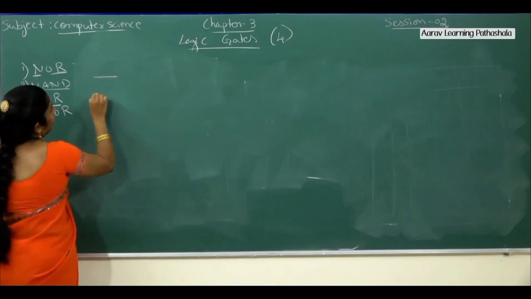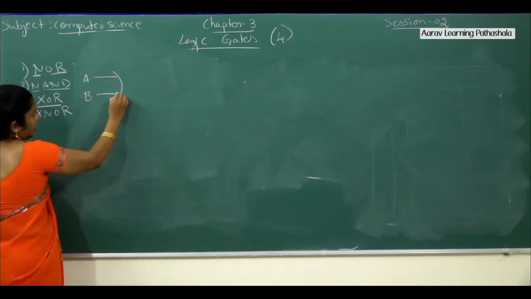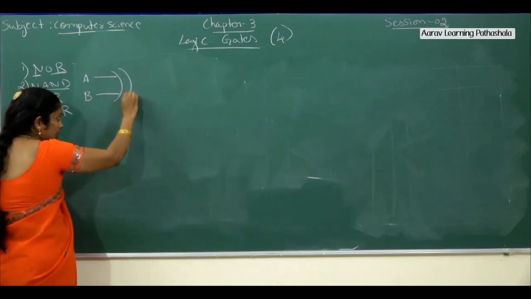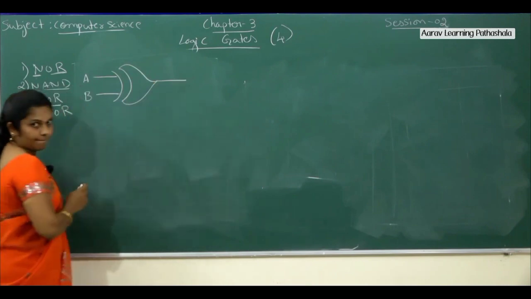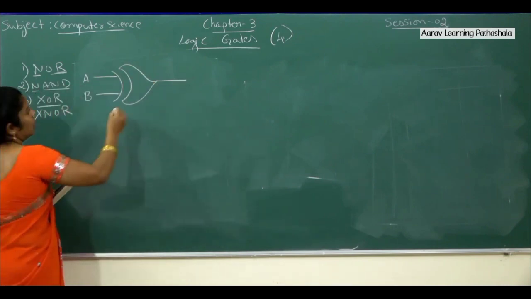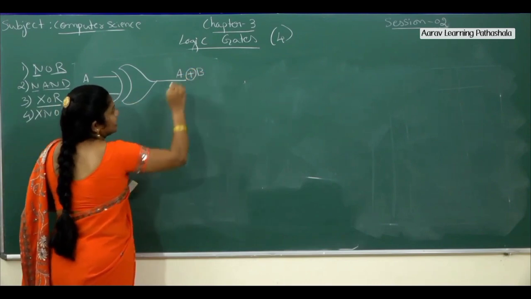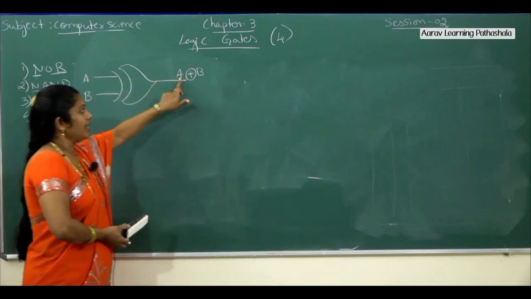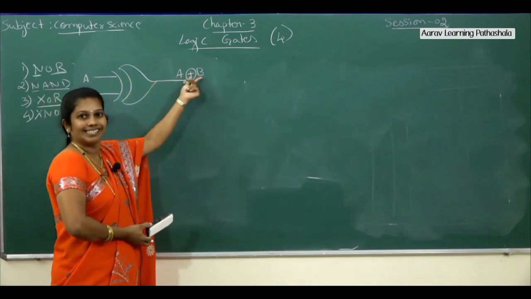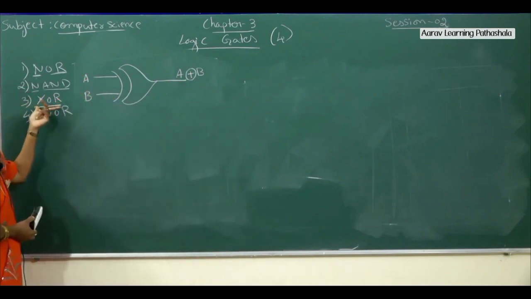See, A and B. Here you have to write a C shape only. One more C shape you have to write, then write the output. To represent the output, A plus B, for plus you have to write a circle. To represent the XOR gate, the output is A plus B, for plus you have to write a circle. This is the symbol for 2 variables in the XOR gate.